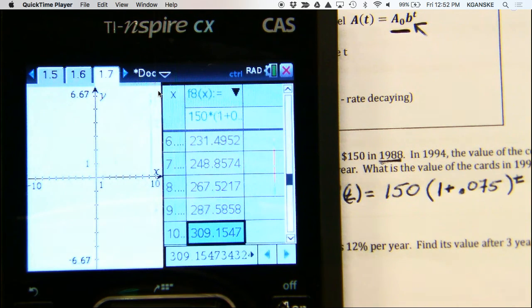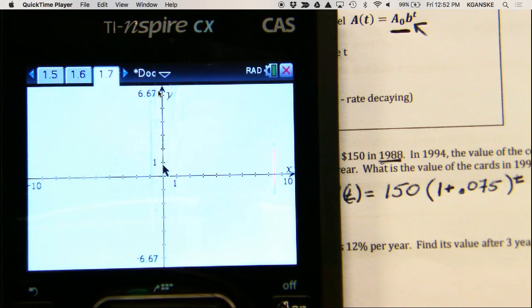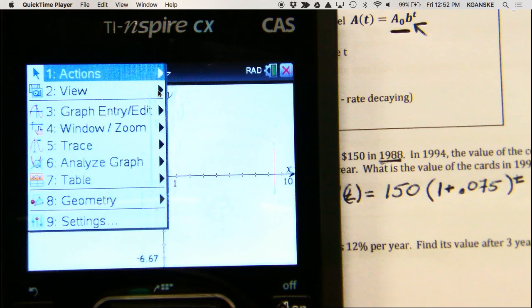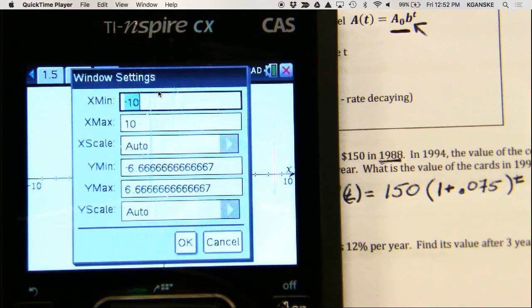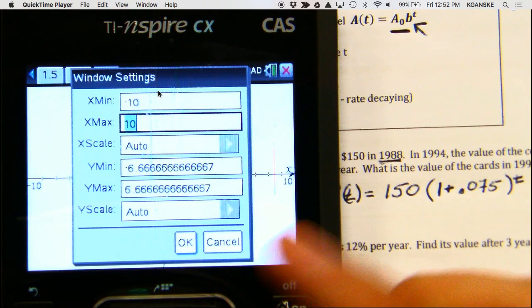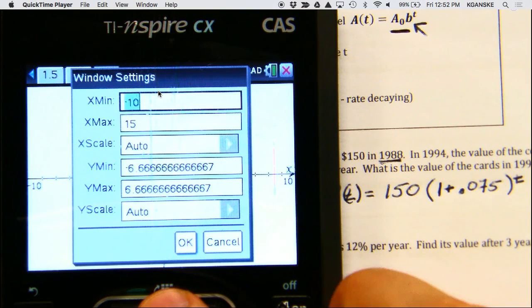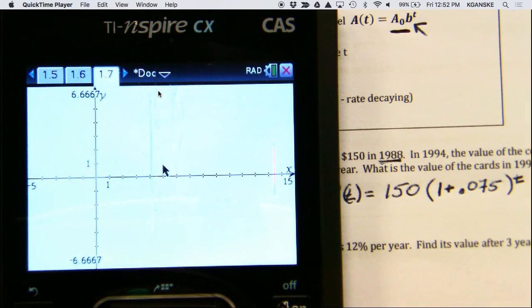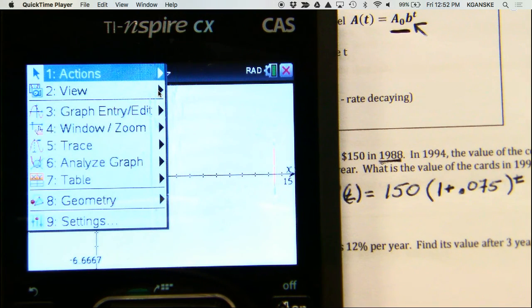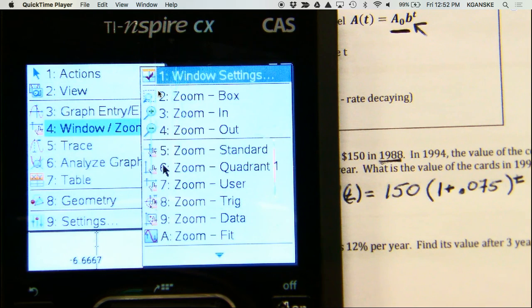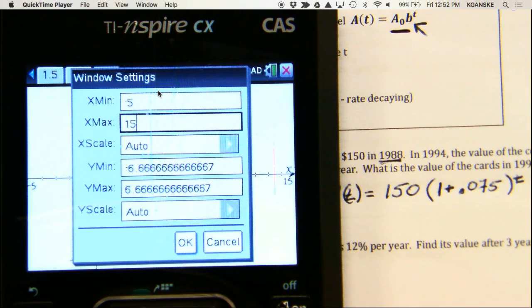My biggest number, I want to start at what looked like it was going to be about 300 after 10 years. So I go into my menu, go to Window, and it doesn't matter here. We can make the graph go as far as we want. I'll go up to 15. I don't have any negative values, but I'll leave a little space over there so we can have some room.